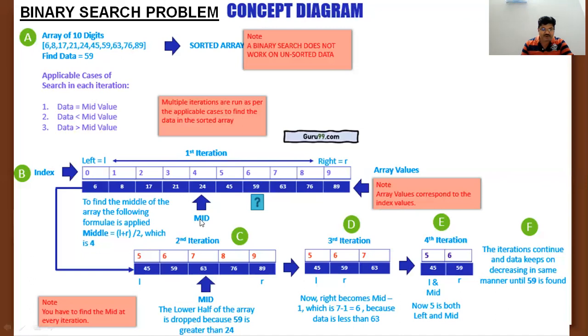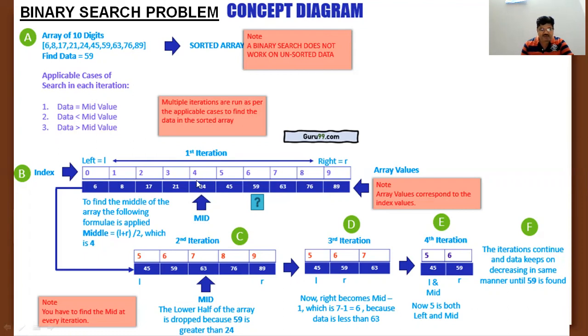Simply we need to find the middle element. Middle element is equal to first element plus last element by 2. 0 plus 9 by 2 is 4.5, so we will get 4. This is the middle element. Now we have the middle element, first element and last element. First element is 0, last element is 9, and the middle element is 24.